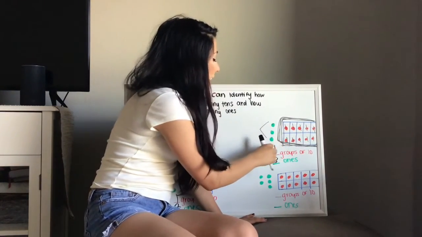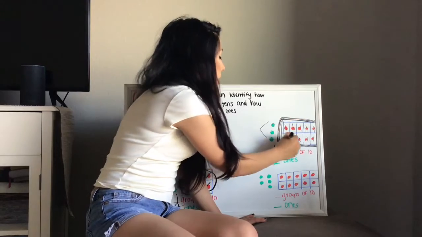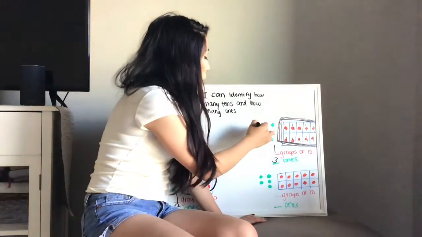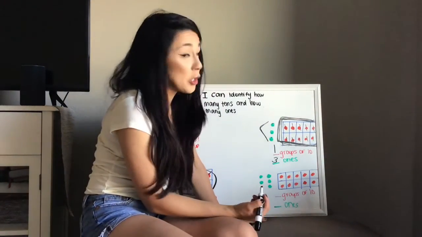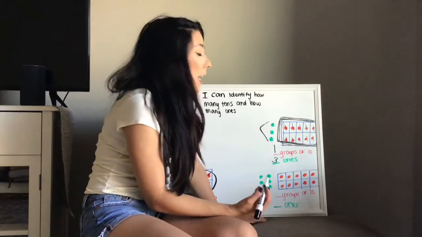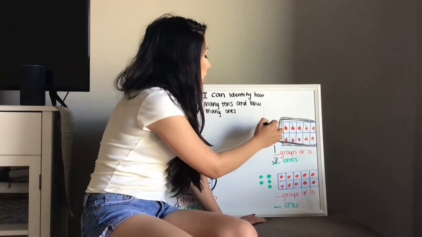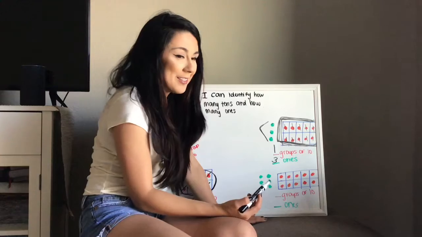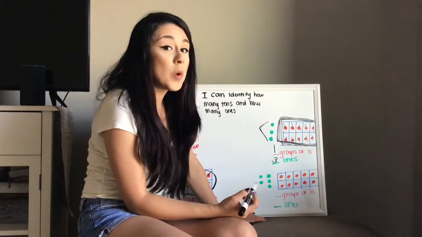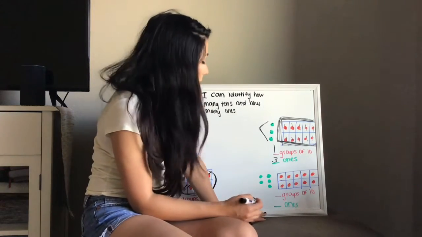So right here I have one group of 10. Here's my one group of 10 and 3 ones. 3 extras that could not fit in my 10 frame. And in total that gives us 10, 11, 12, 13. Okay, good job. So let's go ahead and do one more practice one before the end of the video.